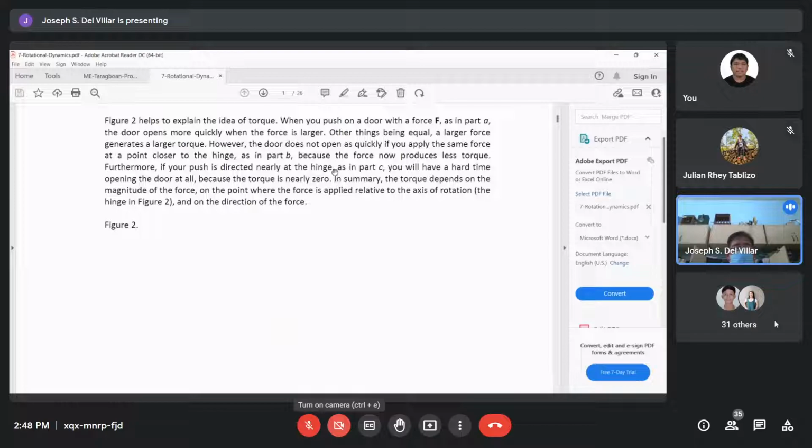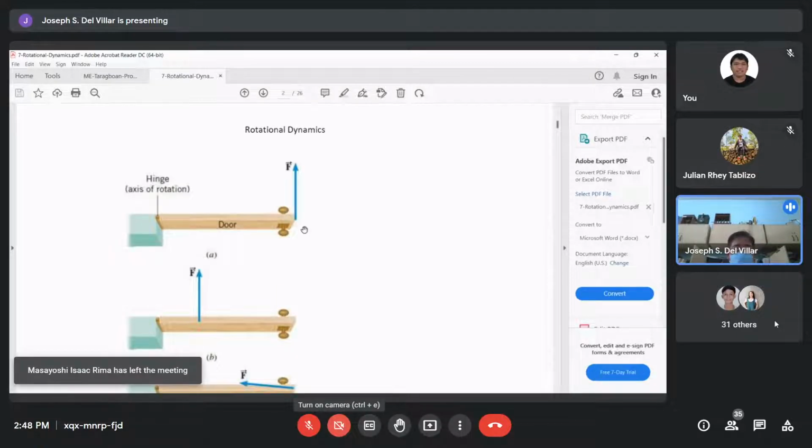However, other things being equal, a large force generates a larger torque. However, the door does not open as quickly if you apply the same force at a point closer to the hinge, as in part B. Okay? So dito sa A, malaki yung torque. Okay? Kasi lalo kung malakas yung force.